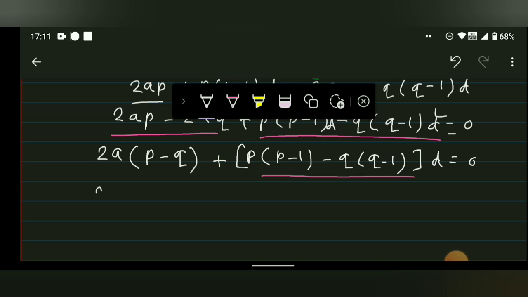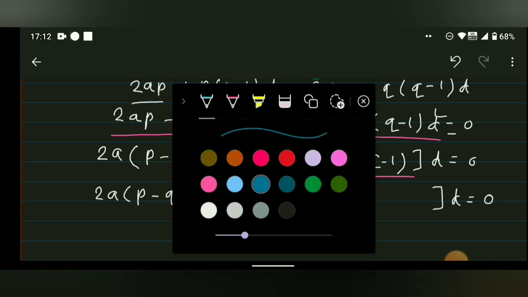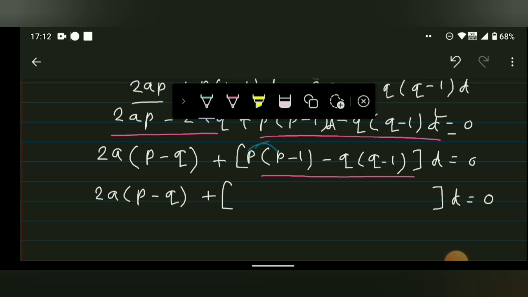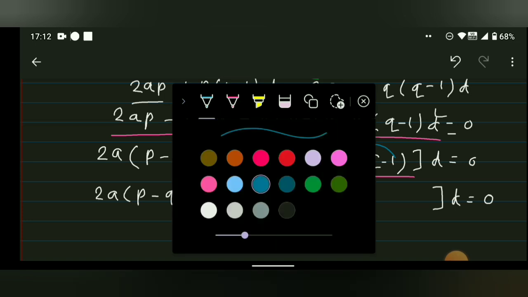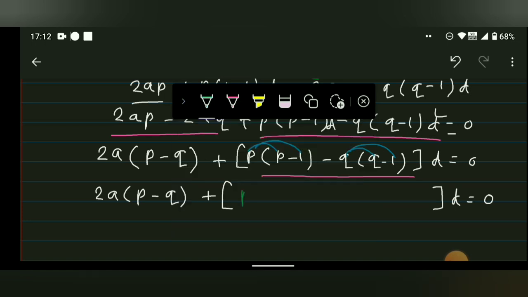So now this 2a in bracket (p minus q) remains as it is, plus, into bracket, I will write it completely, multiplied by d, equal to 0. Now our target is to multiply by p inside and q inside, so that will allow us this change. P into p will give us p square minus p, and by multiplying by minus q we will get minus q square, minus minus becomes plus q.